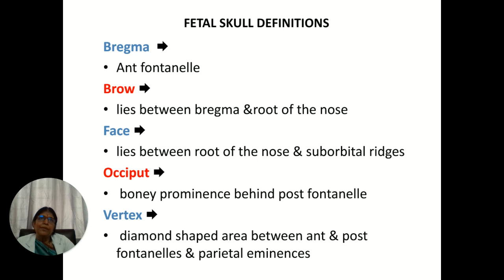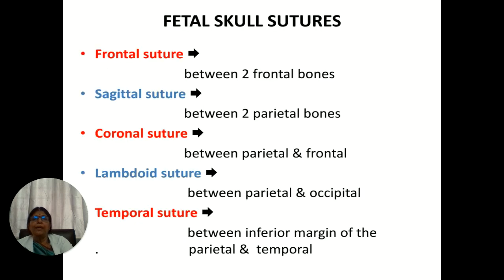How to identify the anterior fontanelle and the posterior fontanelle: the anterior fontanelle has 4 suture lines radiating from the 4 edges, whereas the posterior fontanelle has 3 suture lines. That is, on either side is the parieto-occipital line, and anteriorly is the sagittal suture. This is how the posterior fontanelle is formed.